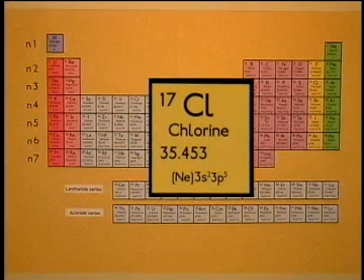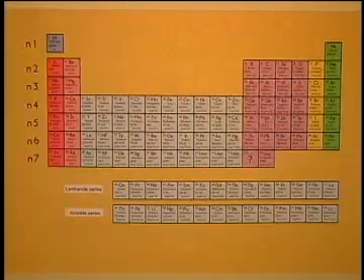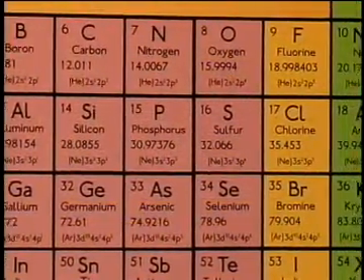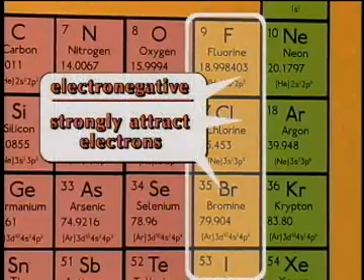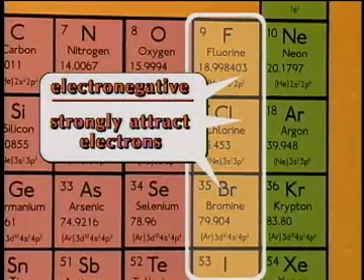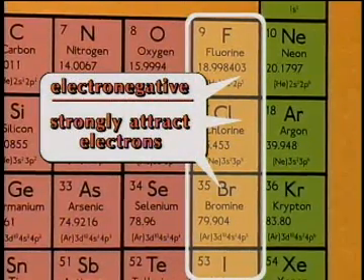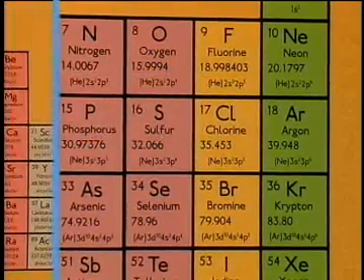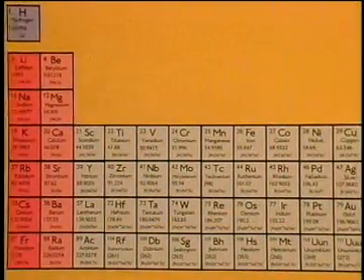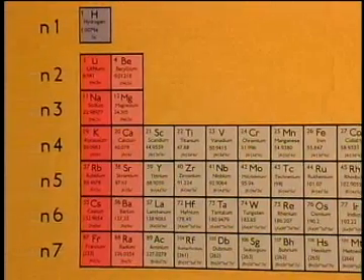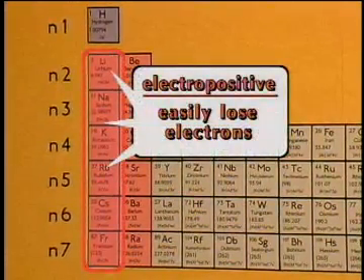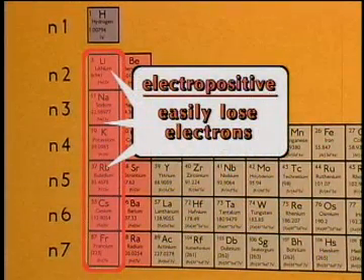Chlorine is in group 17, and all elements in this group need 1 more electron to fill their valence energy level. All elements in this group strongly attract electrons. They are said to be electronegative. Sodium is in group 1, and all elements in this group have only one electron in their valence energy level. These elements are electropositive, meaning that they are more likely to lose electrons.